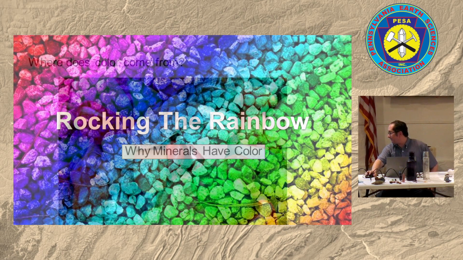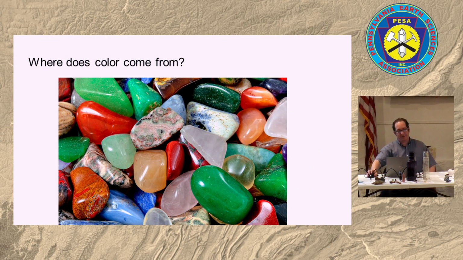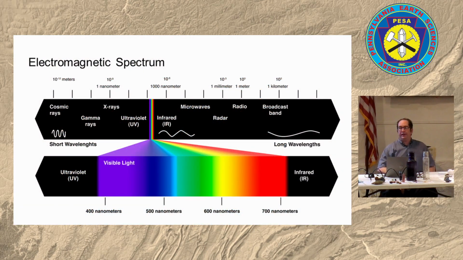So, where does color come from? Well, the color that we see is an interaction between two things. Of course, you've got the mineral, but you also have light. And this is the full spectrum of light.